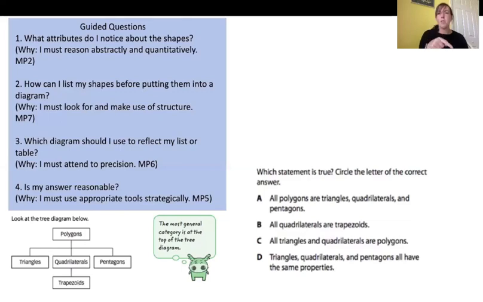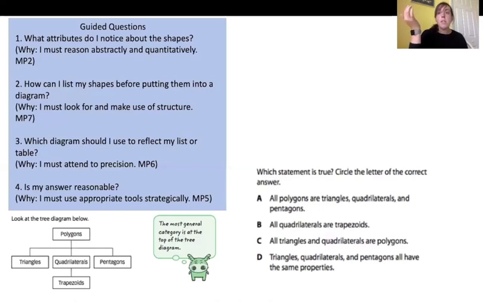Okay? And I want you to now think about B. All quadrilaterals are trapezoids. So what they've done here is they kind of flipped it over and made trapezoid a category and then quadrilateral the subcategory. So I want you to think through that. Is every single quadrilateral you see a trapezoid? What about squares? What about rectangles?